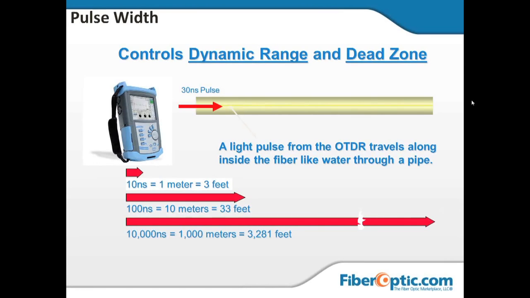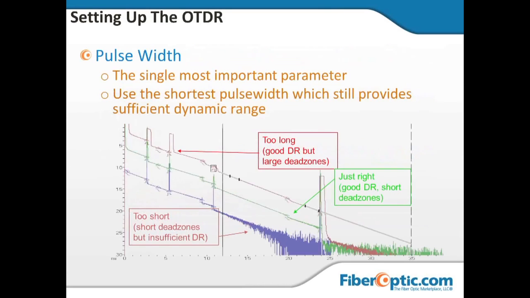So if you've got a 10-meter pulse of light hitting a reflective event, and then it's coming back at you for that entire 10 meters, the detector can't see anything except that reflection. So the period after your reflective event is the dead zone, and it's based totally on your pulse width. And as you can see on these drawings, the blue trace has a very narrow pulse width.